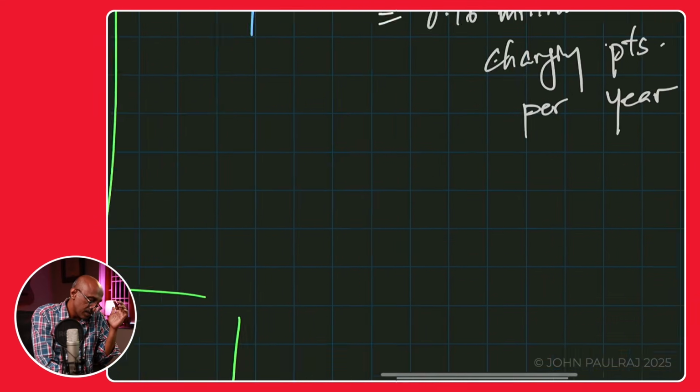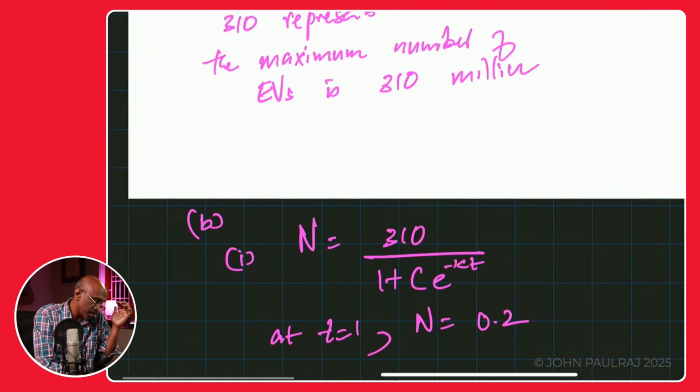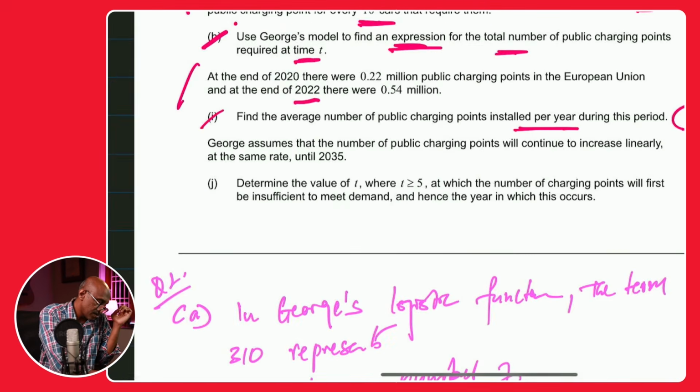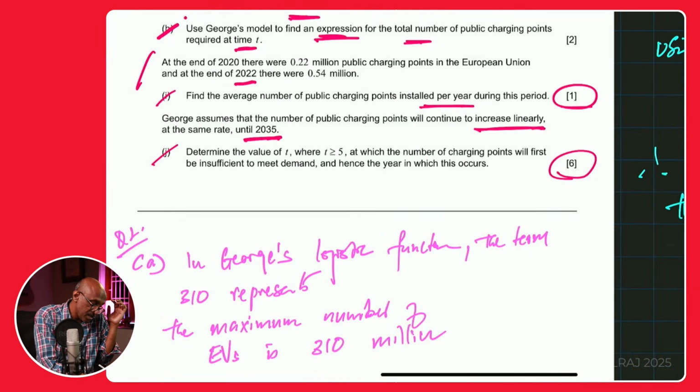Okay, so required average charging points per year. Okay, cool. That's 2I. Now what's 2J? George assumes that the number of public charging points will continue to increase linearly, at the same rate until 2035. So George is assuming that rate of increase will be the same. Determine the value of t greater than or equal to 5, at which the number of charging points will first be insufficient to meet the demand, and hence the year in which this is going to occur.